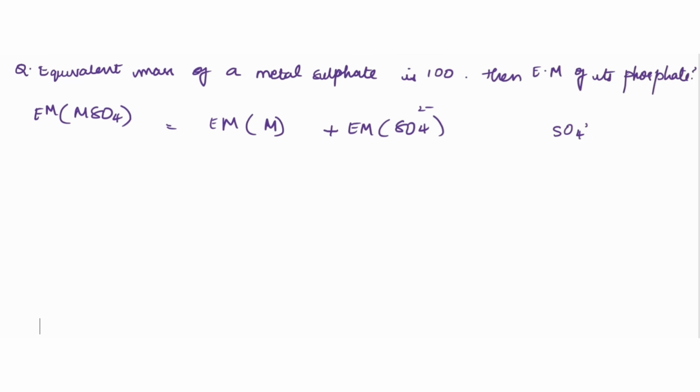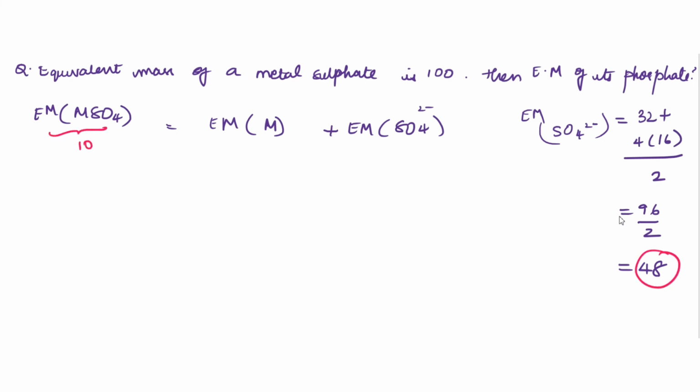First step, finding the equivalent mass of sulfate. What is the equivalent mass of sulfate? Molar mass by n factor. What is the molar mass of sulfate? 32 plus 4 times 16, by 2, because here we see it's an acid radical, SO4 2 minus. So it's a part of a salt. So what did I tell you about how to find the n factor? It's always the charge on the ion. So total charge here is 2, so n factor is 2. So 96 by 2, 48. So 48 is the equivalent mass of sulfate.